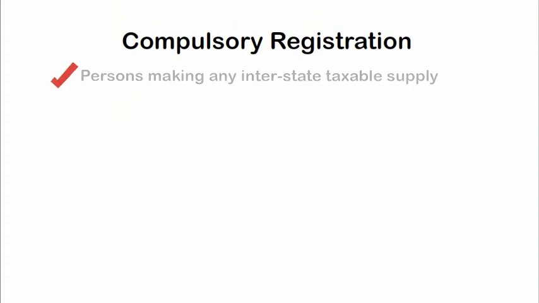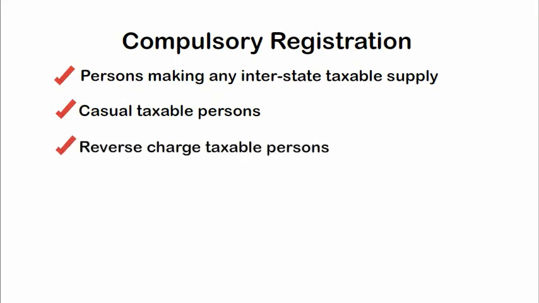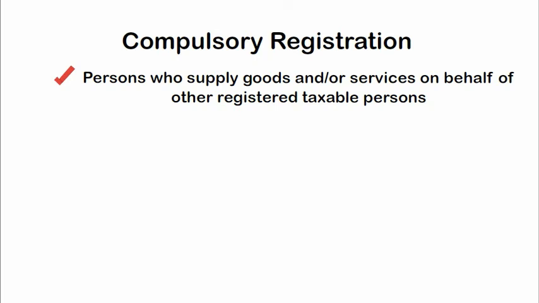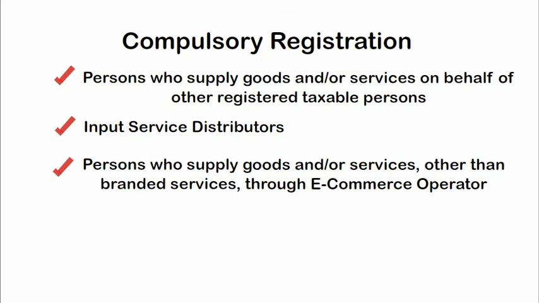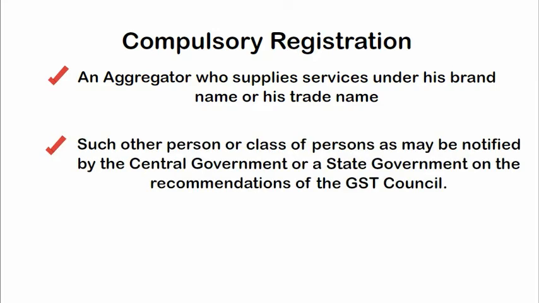They are persons making an interstate taxable supply, casual taxable persons, reverse charge taxable persons, non-resident taxable persons, persons who are required to deduct tax at source, persons who supply goods or services on behalf of other registered taxable persons, whether as an agent or otherwise, input service distributors, persons who supply goods or services other than branded services through an e-commerce operator, every e-commerce operator, an aggregator who supplies services under his brand name or his trade name, and such other person or class of persons as may be notified by the central government or state government authorities on the recommendations of the GST Council.